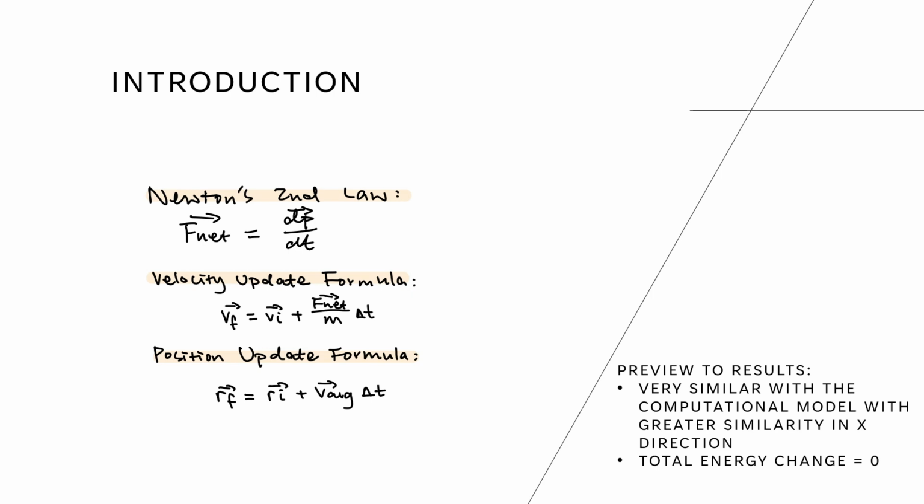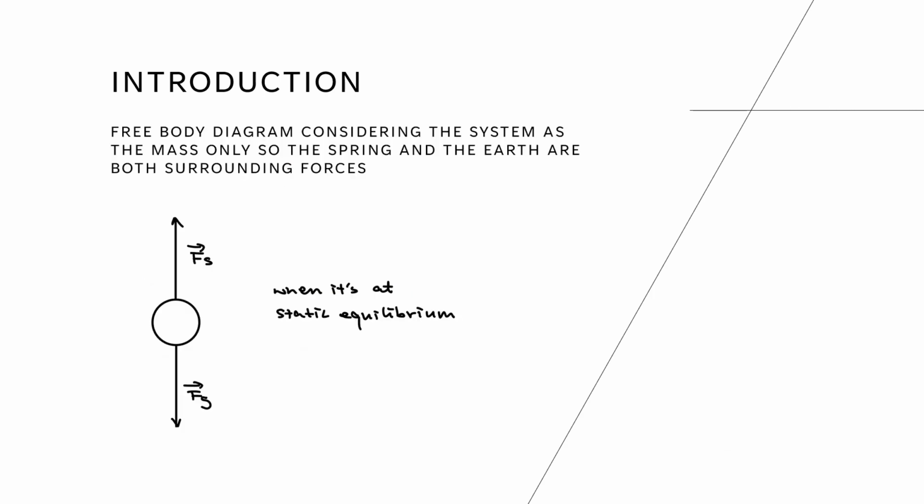And a quick preview of the results of the experiment. The observed motion in the video is very similar to the predicted motion computed from GlowScript. And by computing an energy change graph, we can also see that the change in total energy is equal to 0. This is the free body diagram.